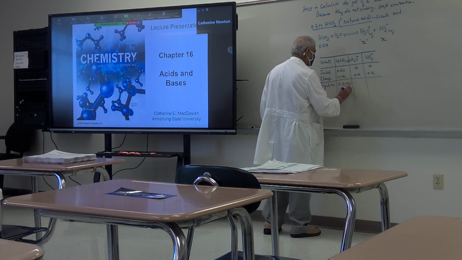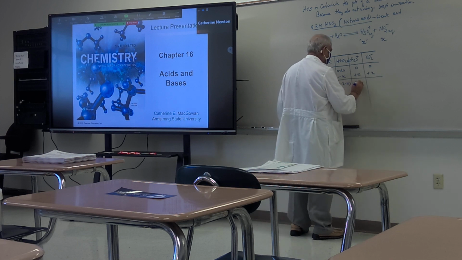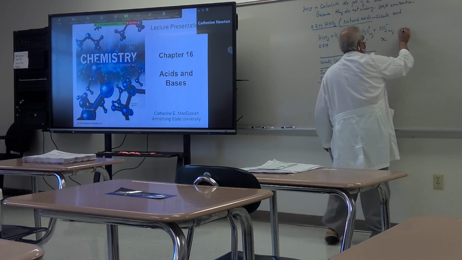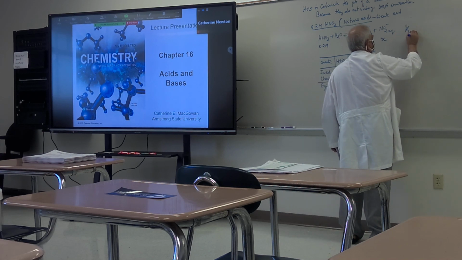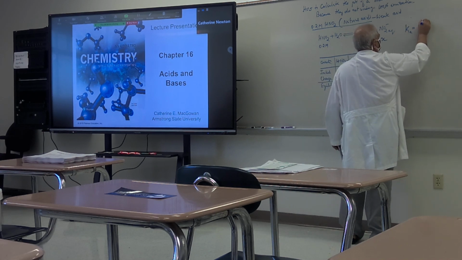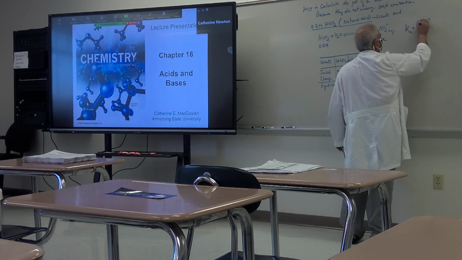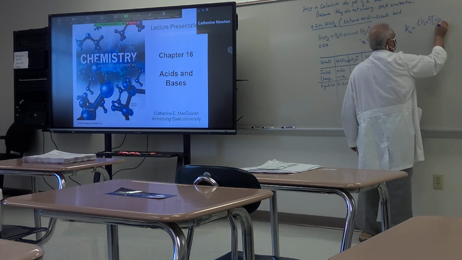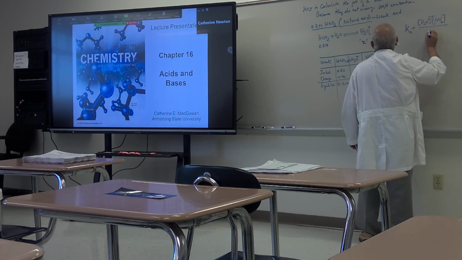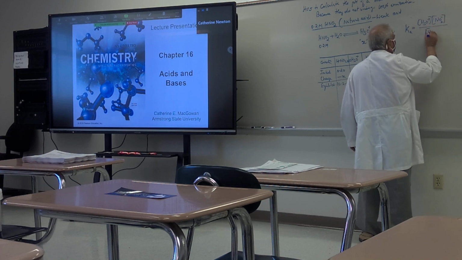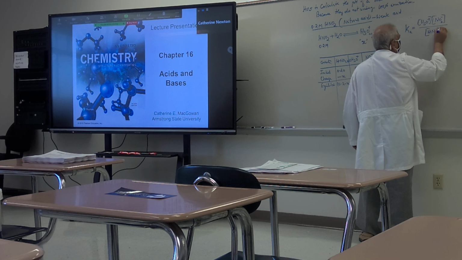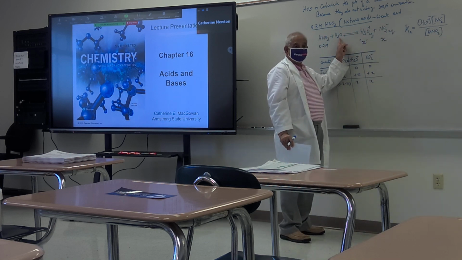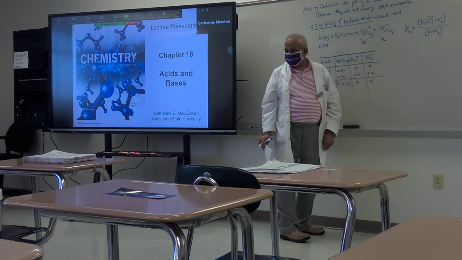(0.2 minus X), and that is X, that is X. Apply the law of mass action to this because it is an acid. Ka equals the molar concentration of H3O plus times the molar concentration of NO2 minus over the molar concentration of HNO2. Water will not appear because you remember pure liquids will not appear in this equation, right?